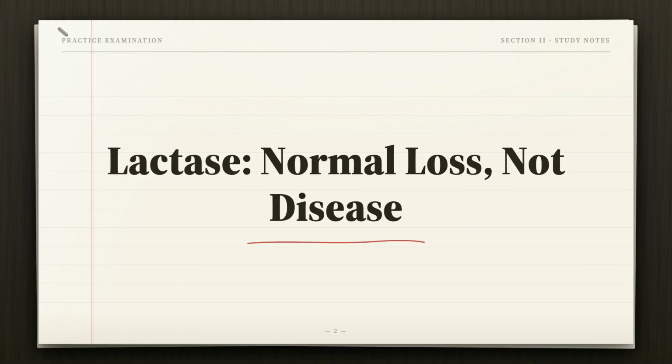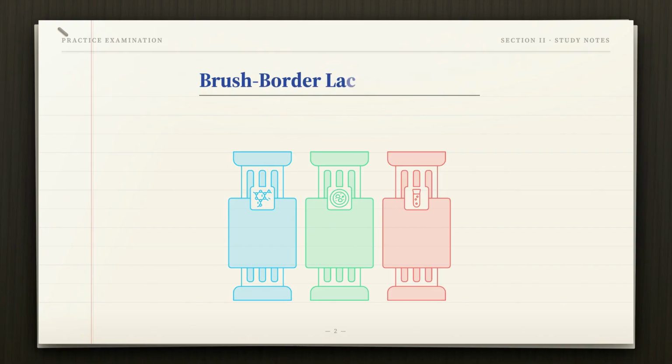Lactase deficiency isn't really a disorder. Most adults worldwide naturally lose lactase after childhood. So declining lactase is the normal human pattern, and lifelong lactase persistence is the evolutionary exception, favored only in populations with long histories of dairy herding.